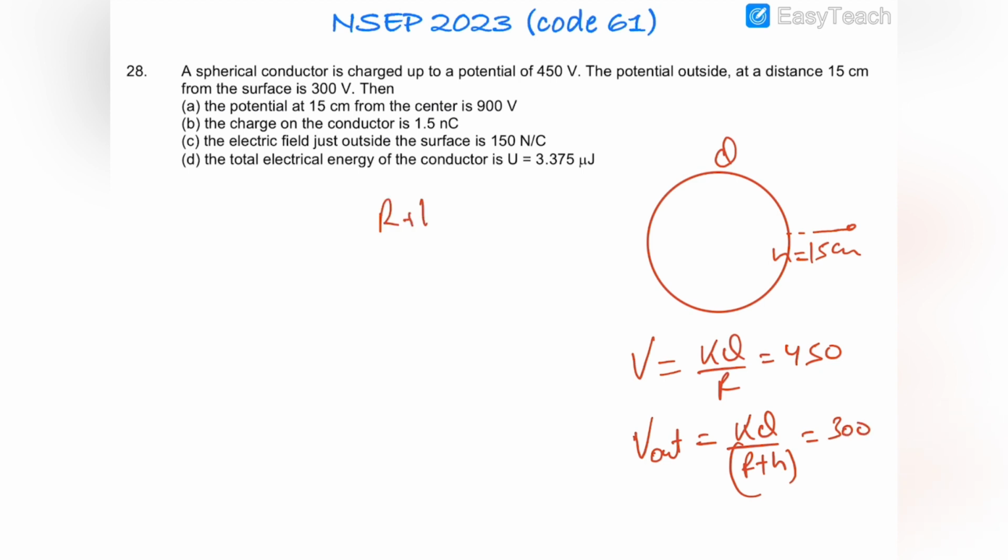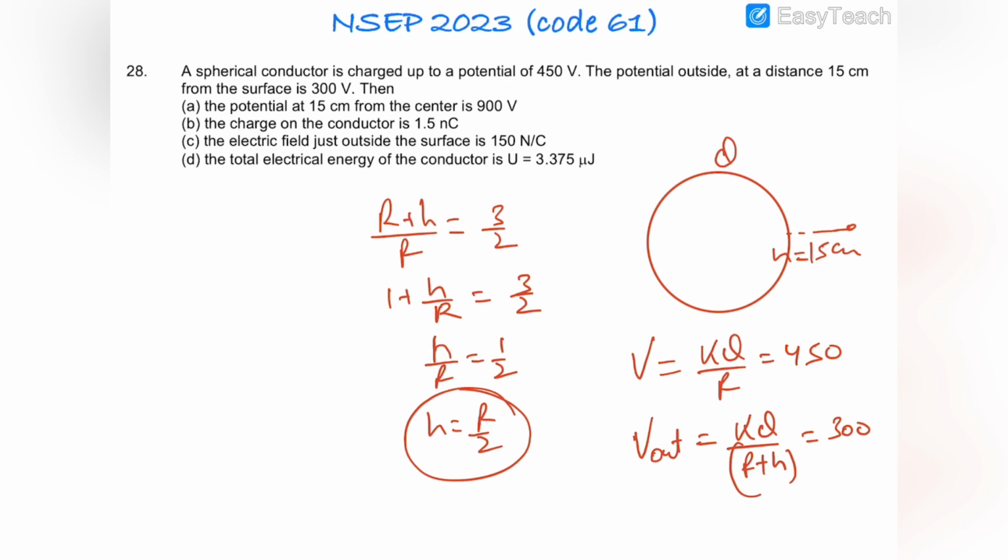So R plus h upon R is equal to 3 by 2, and 1 plus h upon R is equal to, in fact, 3 by 2, and h by R will be equal to 1 by 2, so h is equal to R by 2. Okay, this is h. And now the first option is the potential at 15 centimeter from the center. So at a point which is inside this solid sphere, in fact this hollow sphere or conductor, the potential will remain the same as that of the surface. So option A is incorrect.